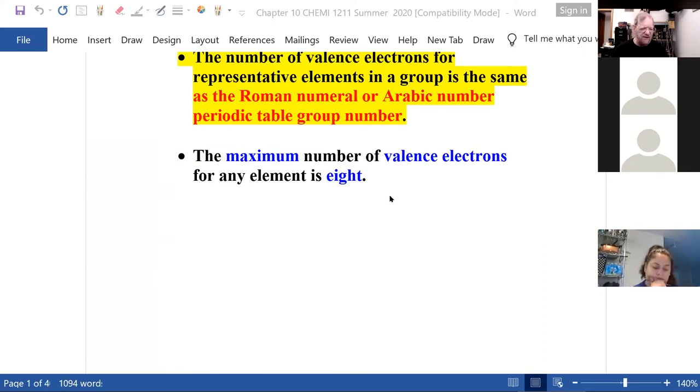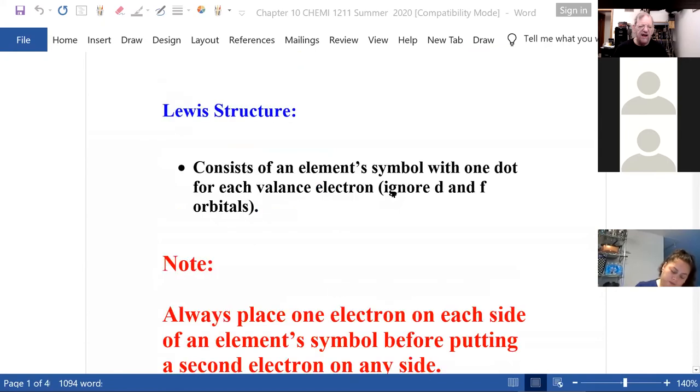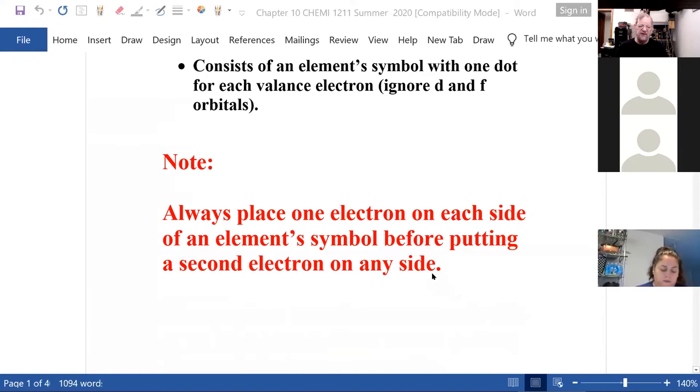Never less than 1, never more than 8. And when we do a Lewis structure, it consists of an element symbol with one dot for each valence electron. You can ignore this, but valence electrons, you don't mess with the DRF, which is why I didn't earlier mess with the DRF. Now, this is very important.